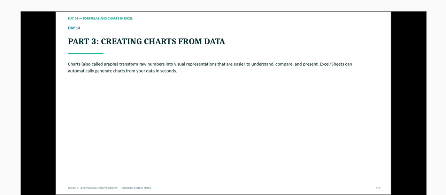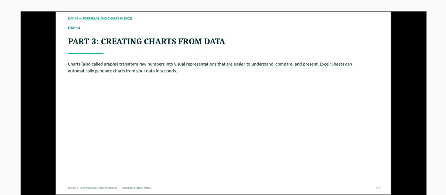Now let's talk about charts. Creating a chart in Excel, creating a chart from the data. Charts, also called graphs, transform raw numbers into visual representation. These are easier to understand, compare and present. Excel can automatically generate charts from your data in seconds. You see that all the data we work with, even just a few, we can generate charts from it.